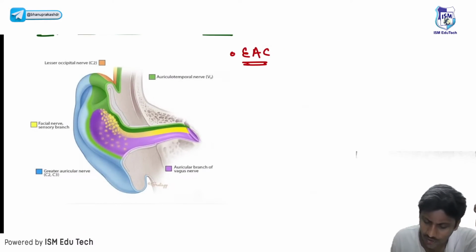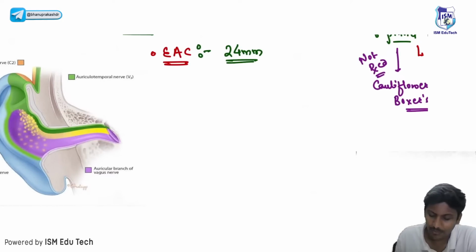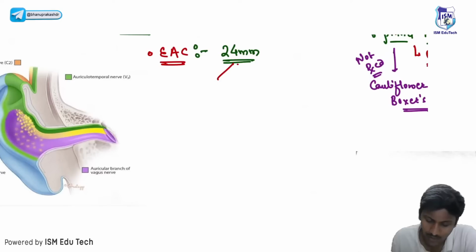As I've told you, it is the external auditory canal or the external acoustic meatus. Now in this EAC, what is important is its length. This EAC is usually 24 mm in length. And please remember, the outer 1/3, that is around 8 mm, is cartilaginous in nature. It is made up of cartilage.